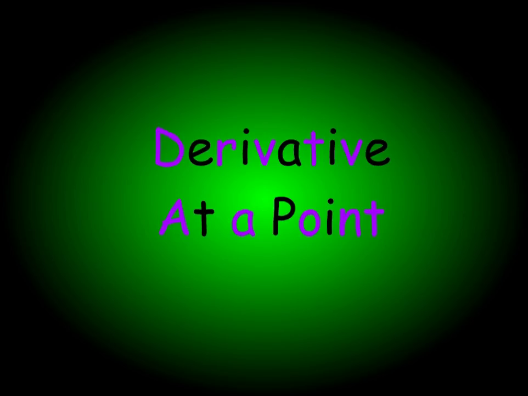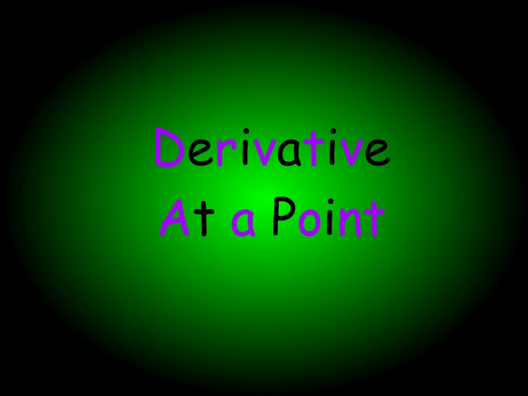So we're talking about derivative at a point. It's really easy because we're just going to be using the derivative rules that we've learned. So let's review those. Power rule, constant multiple rule, first couple rules that we learned. Then we learned trig derivatives, logs, exponents. We learned the product rule, quotient rule, and the chain rule.